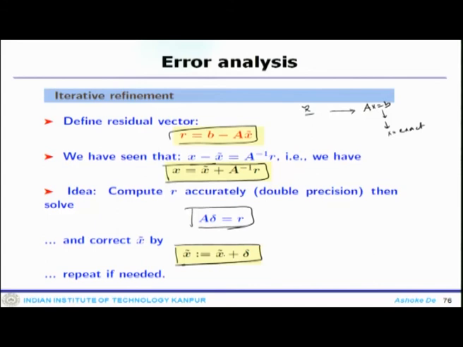So, what happens if the residual vector tends to 0? That means the solution is going towards convergence, then this delta would also tend to 0, and the approximate solution will reach towards the exact solution. This is what is done in the iterative process.